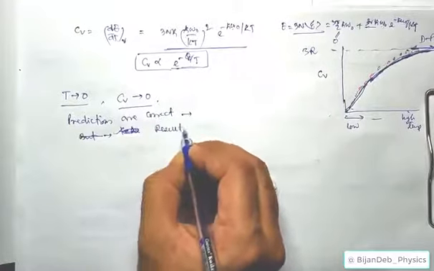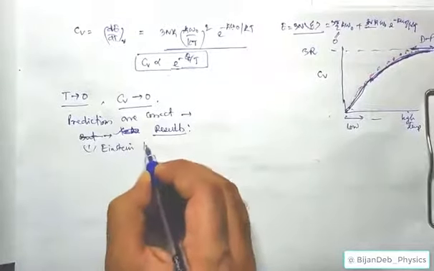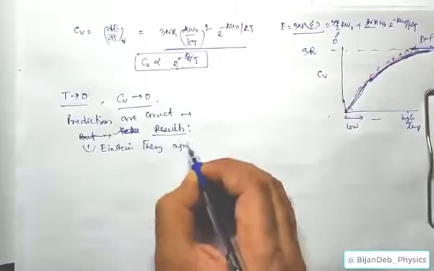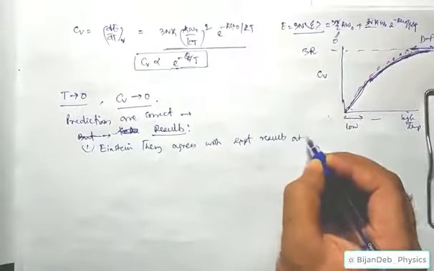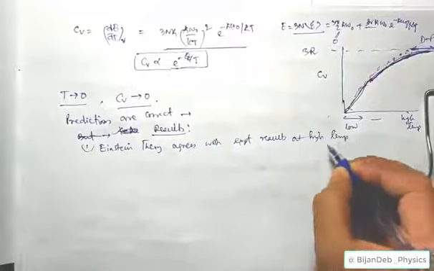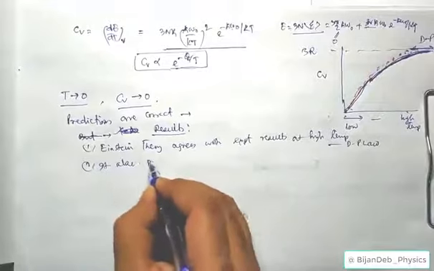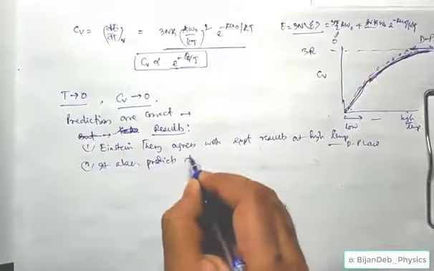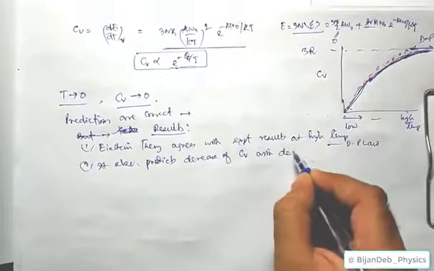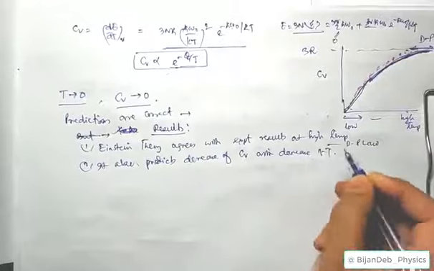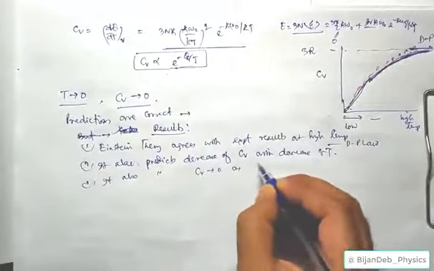results: Einstein theory agrees with experimental results at high temperature, giving rise to Dulong-Petit law. Okay, it also predicts decrease of Cv with decrease of T. It also predicts Cv tends to 0 as T tends to 0.